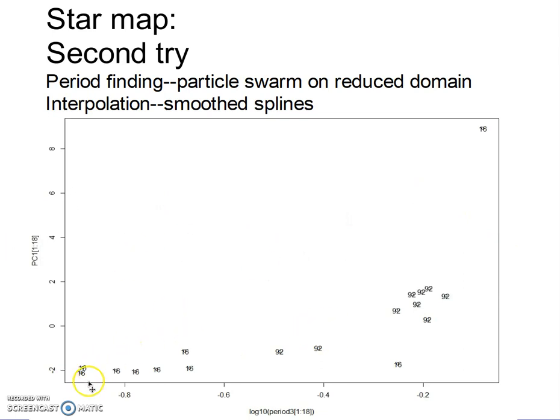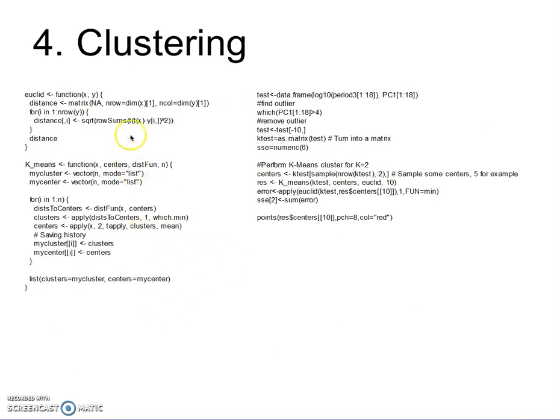The second try around, using the particle swarm on a reduced domain and smooth splines, my map looks a lot better. I've got a clear cluster of 92s here and a clear cluster of 16s down here. And I can just add in the rest of the stars as I go. So the next step was to cluster it using the algorithm that we wrote in class. Here it is in detail.